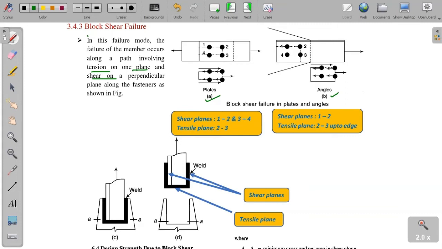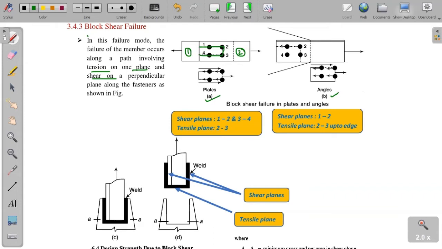First, coming to the plates, here this is plate 1 and this is plate 2 joined together. There are 4 bolts, 1, 2, 3, 4. When the load is high, because of this high load, the failure is going to be seen, and that failure is called block shear, and the path of the failure would be in this direction along this line.